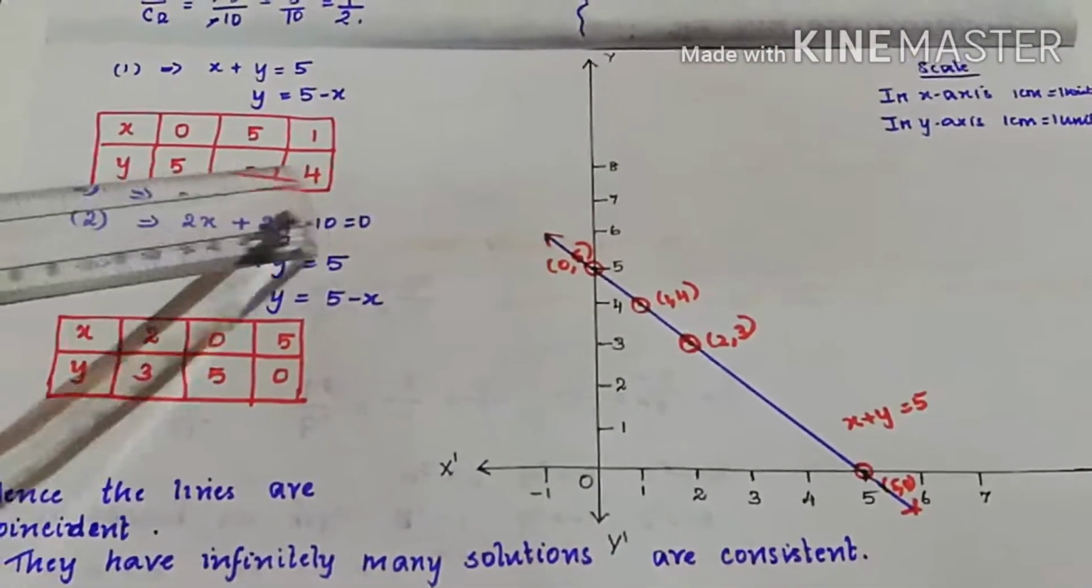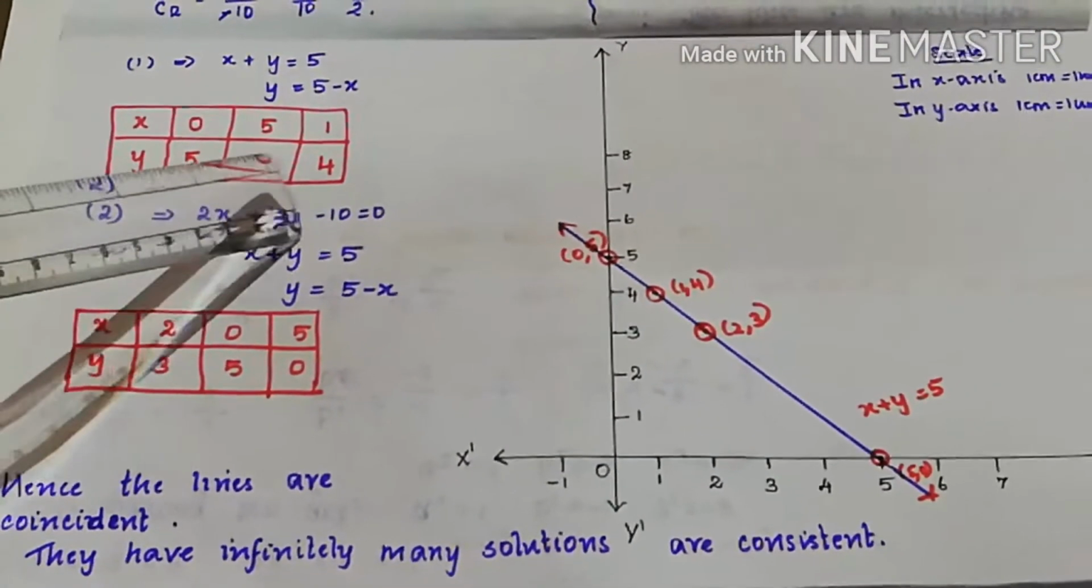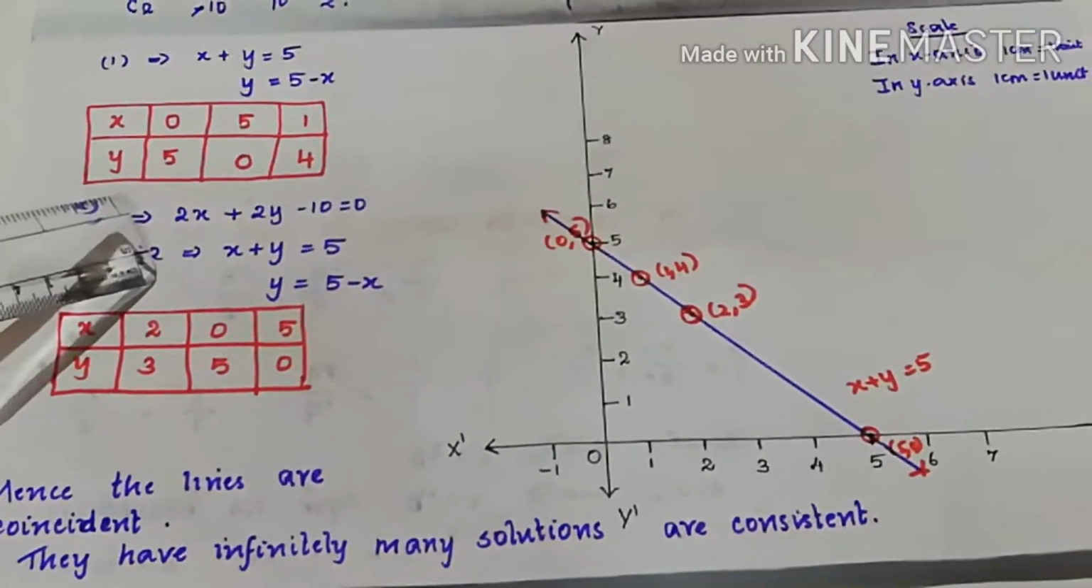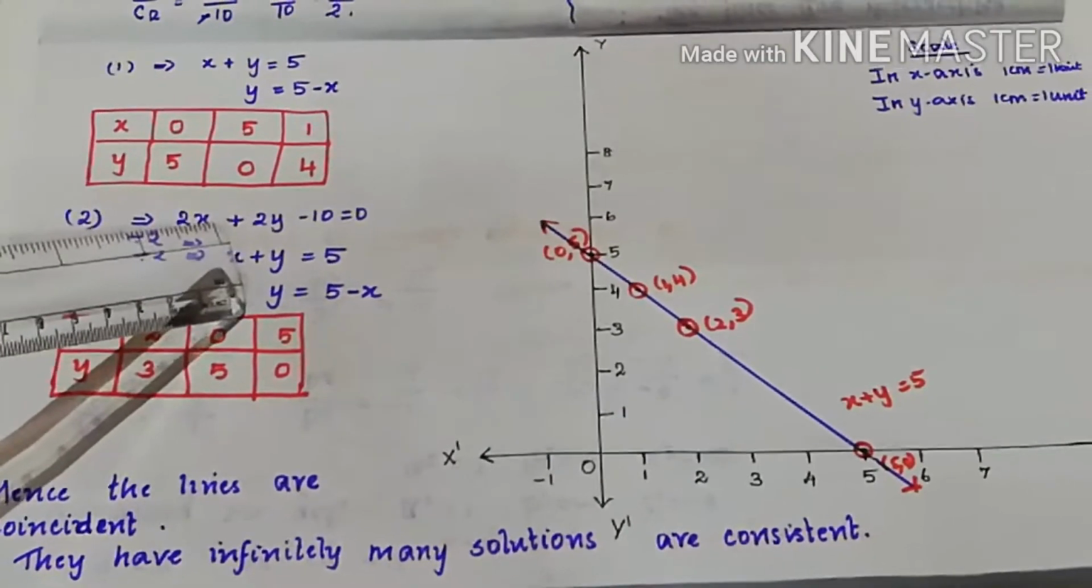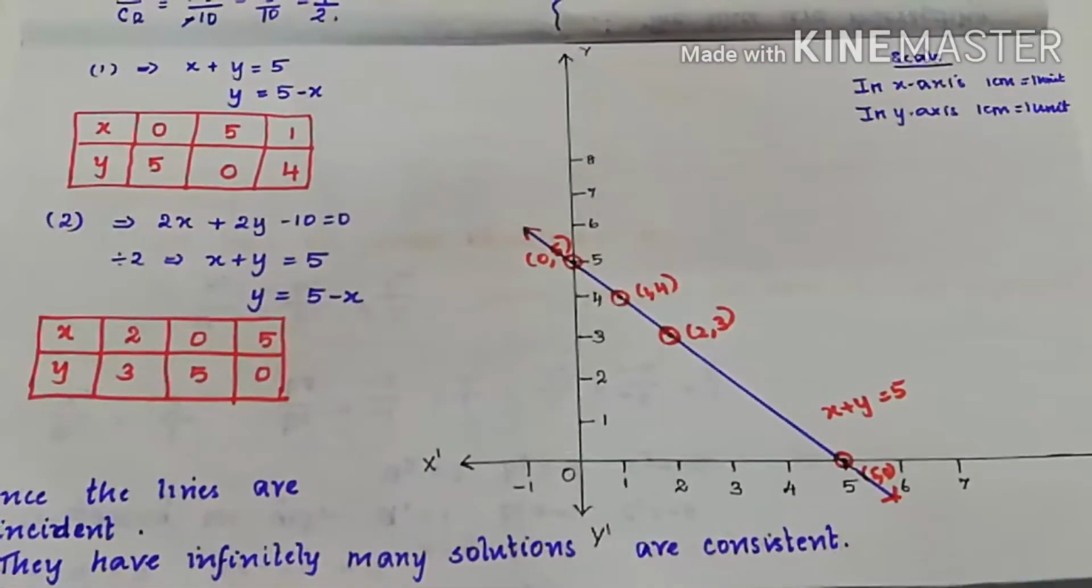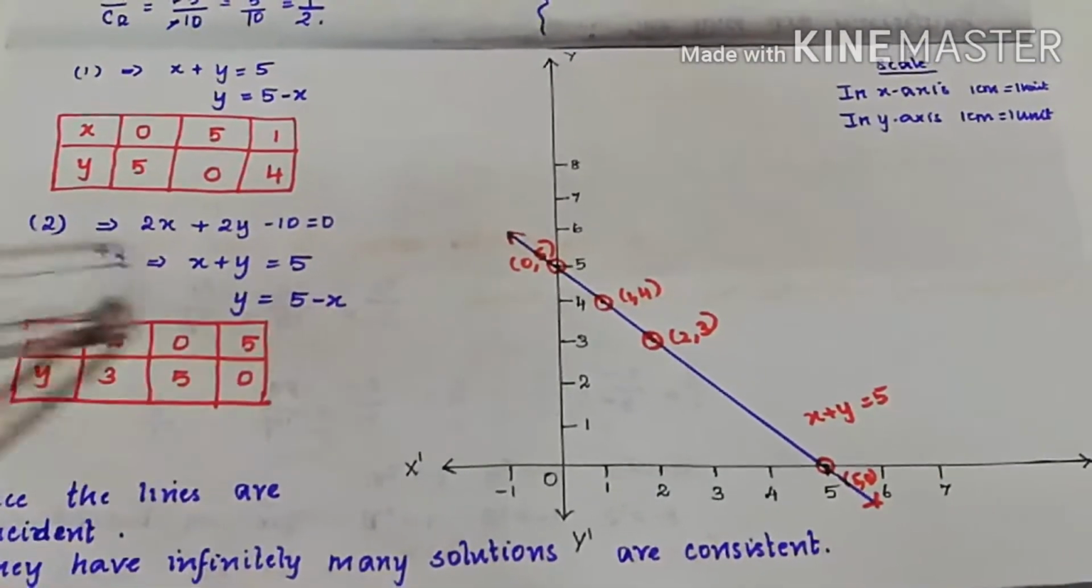This second equation you can simplify and write it. All are multiples of 2, so you can divide throughout by 2. You get x plus y equal to 5. Keeping y alone here, you get y is equal to 5 minus x. So again form a table similar to the previous.